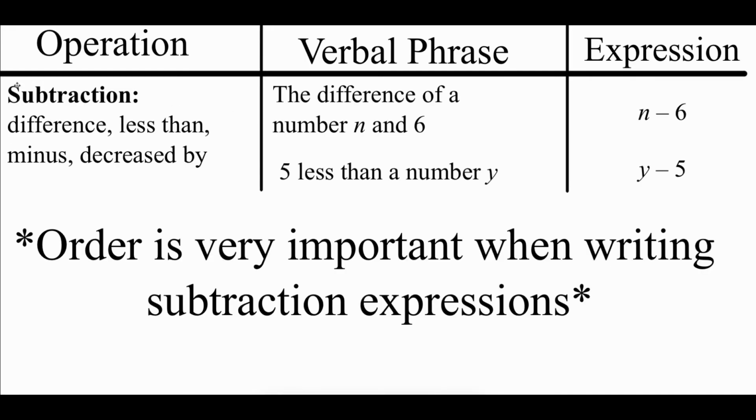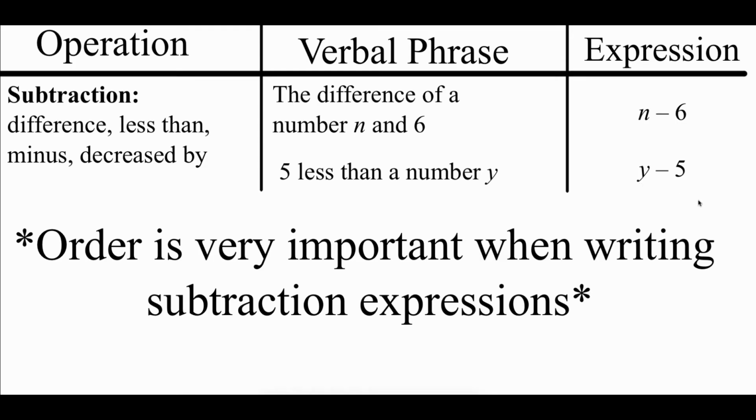Now the next operation that we've got is subtraction. The keywords we're going to look for are things like the difference, or less than, or minus, or decreased by. All of those mean that we're going to be subtracting. So for example, if we had the difference of a number n and 6, we would algebraically write that out as n minus 6. Or if we had 5 less than a number y, we would write that out as y minus 5.